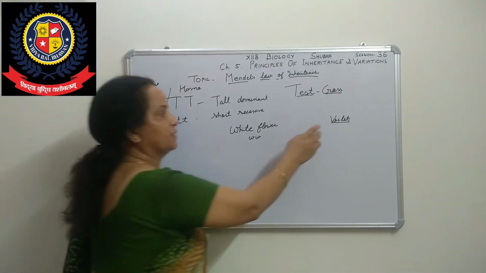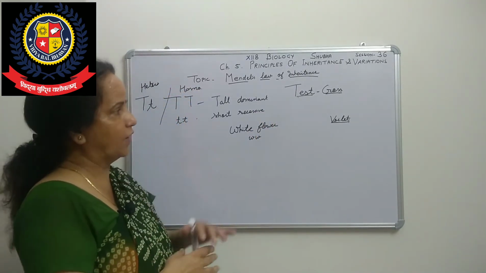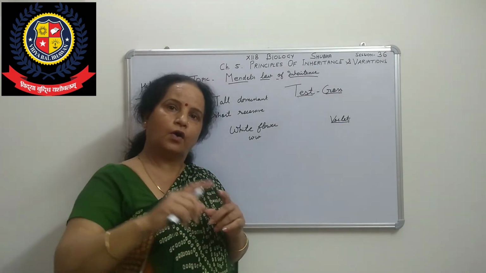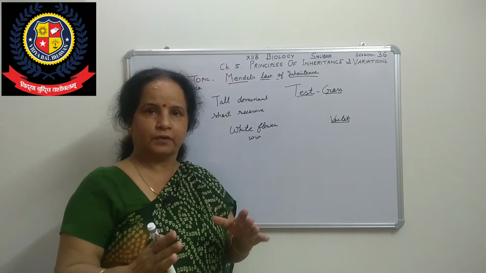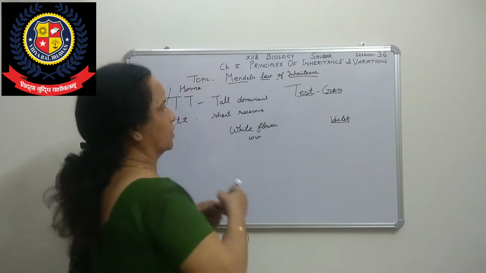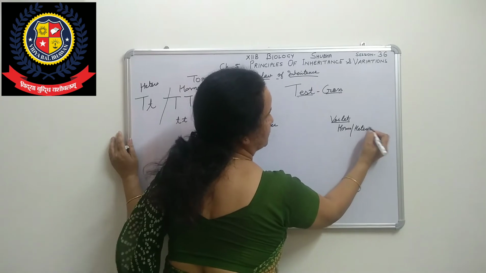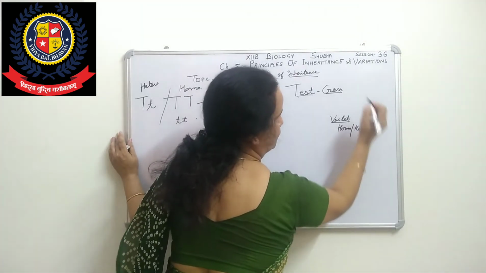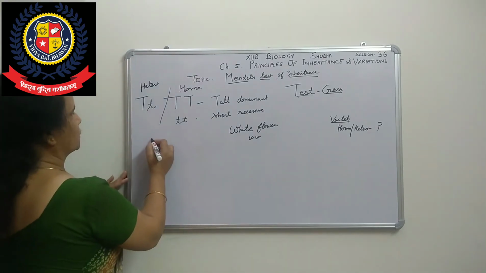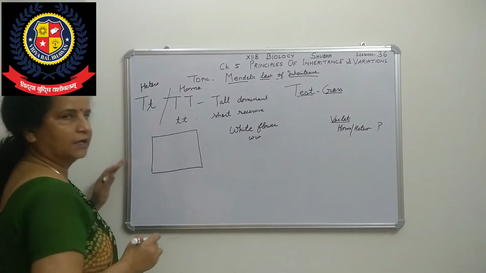Suppose we know that there is a violet flower. We can see the phenotype, a violet flower, and we know it is the dominant trait, but we do not know whether it is homozygous or heterozygous. To check this, we do the test cross. You know the Punnett square, which we use earlier. Punnett was a biologist who gave this formula for that square.